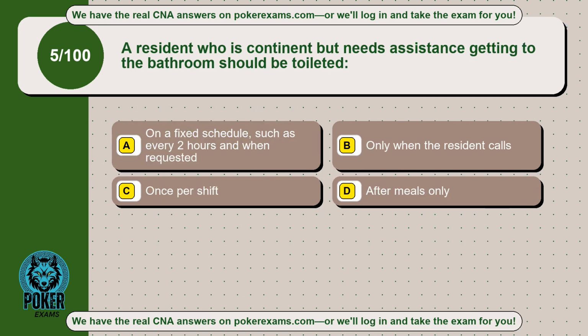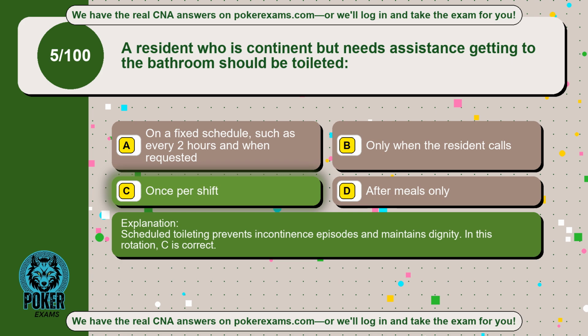Question 5. A resident who is continent but needs assistance getting to the bathroom should be toileted: Option A, on a fixed schedule, such as every 2 hours and when requested. Option B, only when the resident calls. Option C, once per shift. Option D, after meals only. The correct answer is option C, once per shift. Scheduled toileting prevents incontinence episodes and maintains dignity. In this rotation, C is correct.